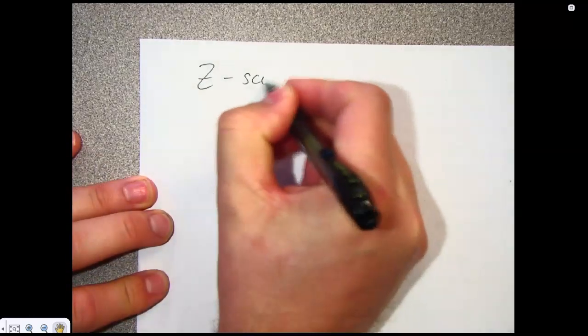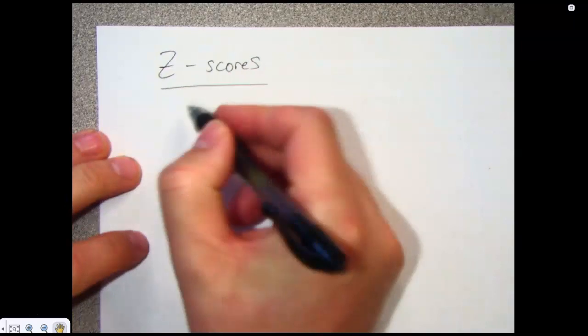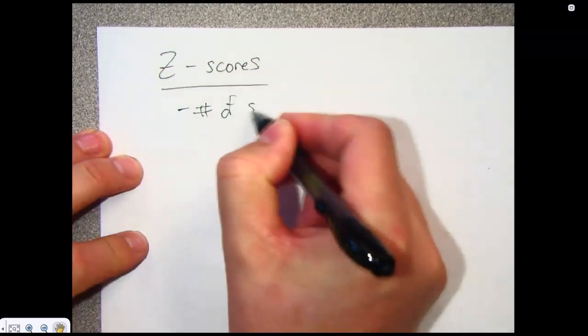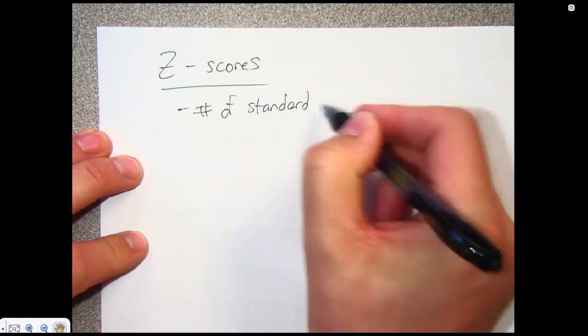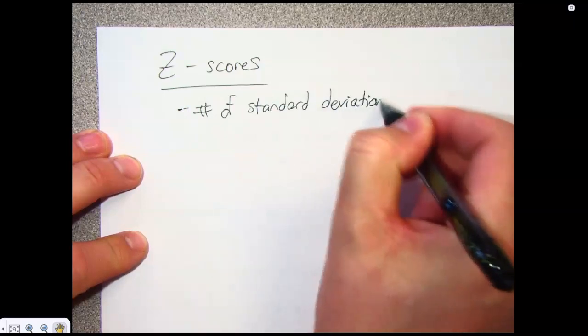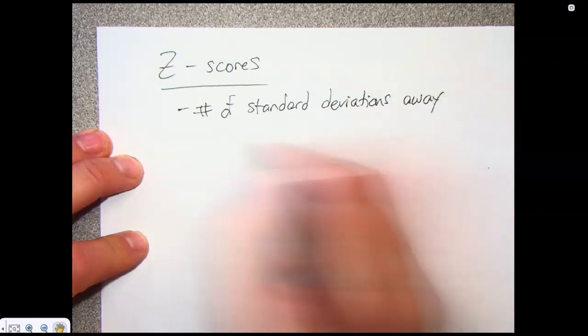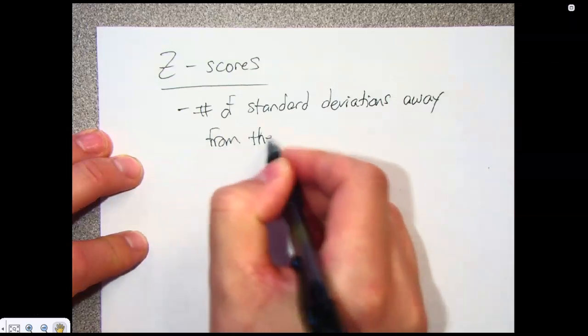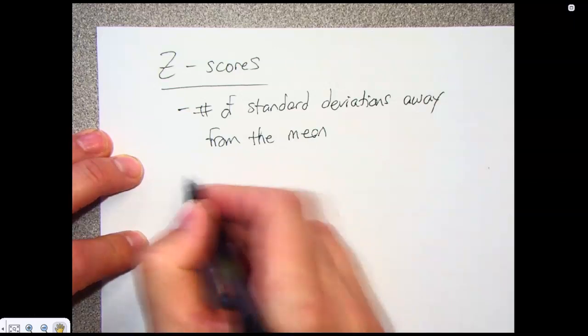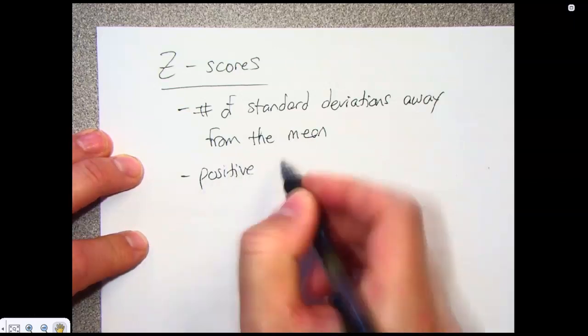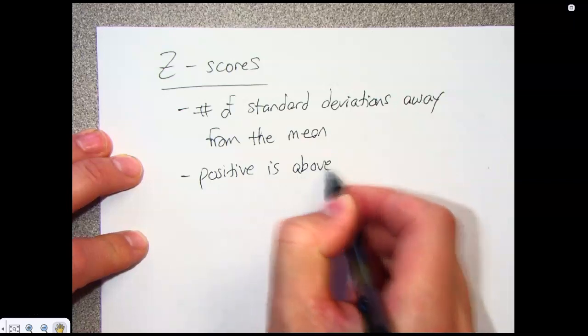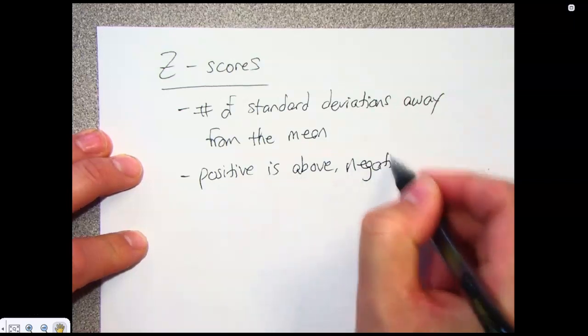Alright, so z-scores. A z-score tells you the number of standard deviations away from the mean. Positive is above the mean, negative is below.